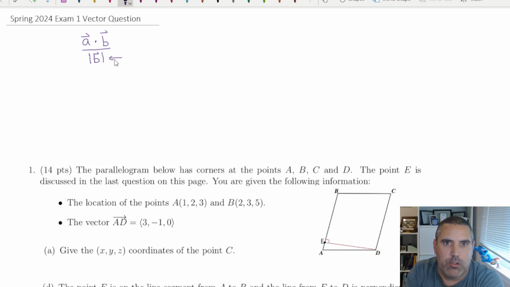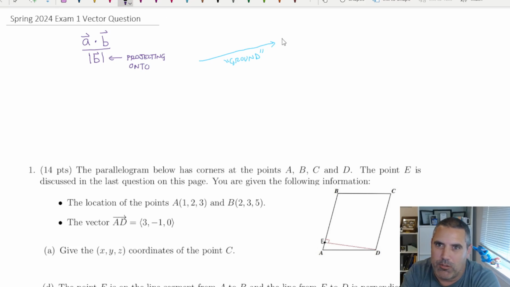This here is the thing you're projecting onto. And I find that easy to remember because it's in the denominator, and it also represents the ground. What do I mean by that? So if I draw this, and this is the ground, let's call it the ground, the thing we're projecting onto. Turns out that the length of that vector doesn't affect the projection. And then we have some other vector that we're yanking this way.